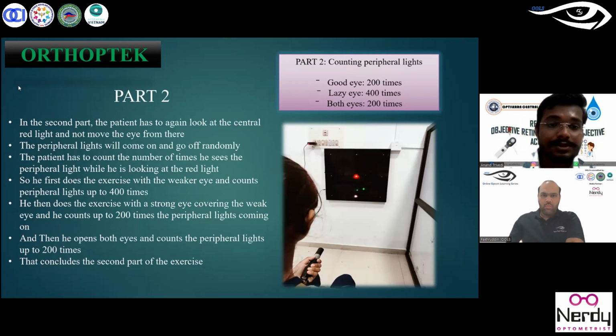So first he does the exercise with the weaker eye and counts the peripheral lights up to 400 times, and then does the exercise with the strong eye, covering the amblyopic eye, and counts up to 200 times the peripheral light coming on. Then he opens both eyes and counts the peripheral lights up to 200 times. For the weaker eye, count 400 times. For the good eye, count 200 times. For both eyes, count 200 times again. And this entire process takes roughly 40 minutes. Exactly, 40 minutes. Okay, great. Awesome.